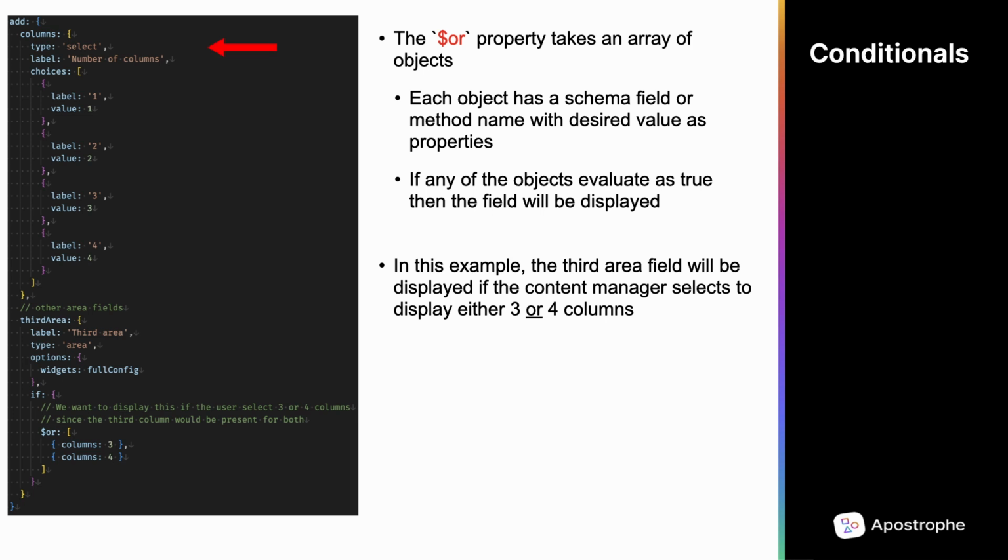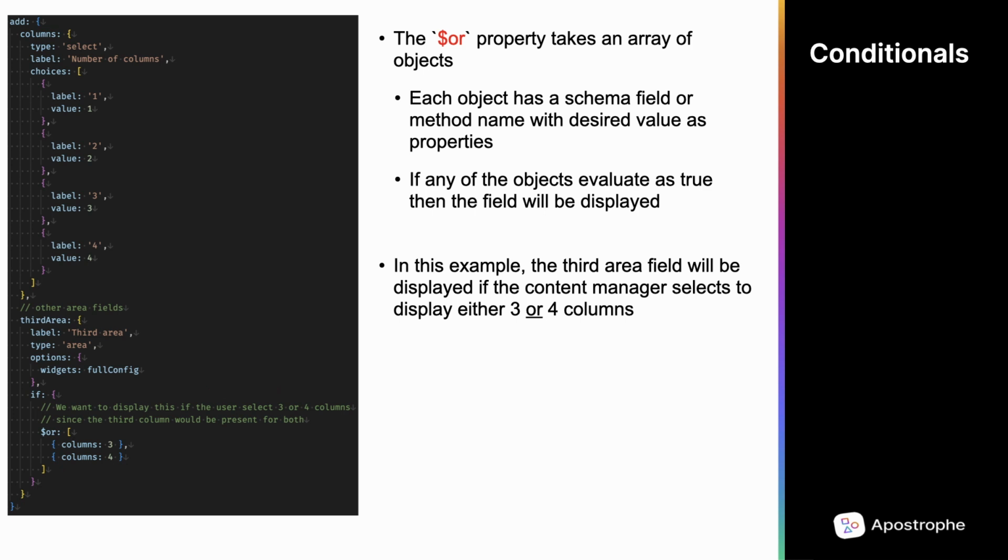In this example, we're adding a new schema field type called select. This allows the editor to select from a drop-down list populated by the choices array to set the value of the field. We're also adding a schema field named third area that is of the area type that we used in the Creating Pages tutorial. This field has an if property that is taking an object with a $or property and an array of 2 objects. These objects are telling Apostrophe to show this field if another field in the schema, in this case columns, shown above, has a value of either 3 or 4.